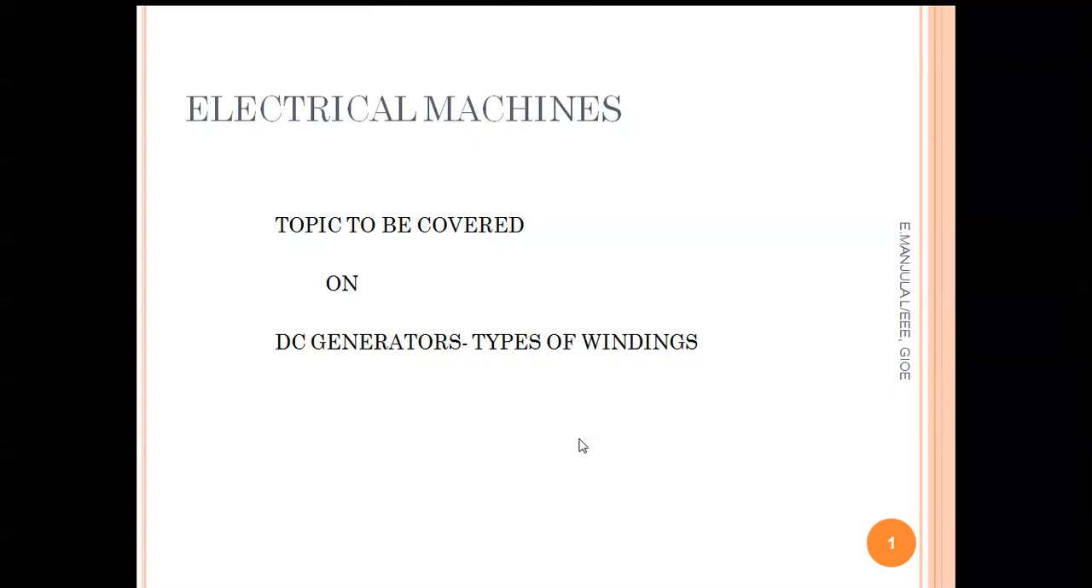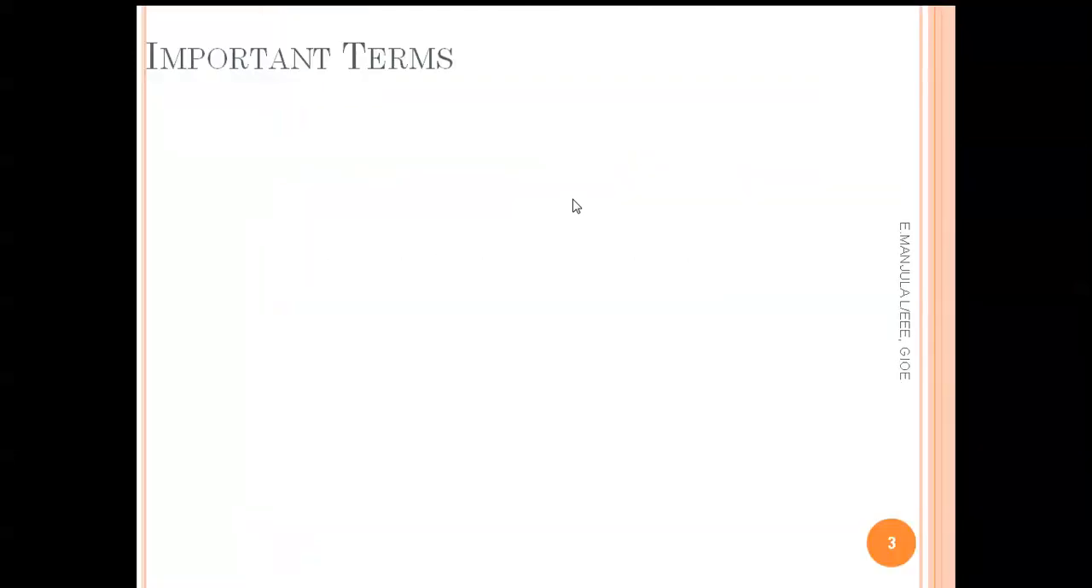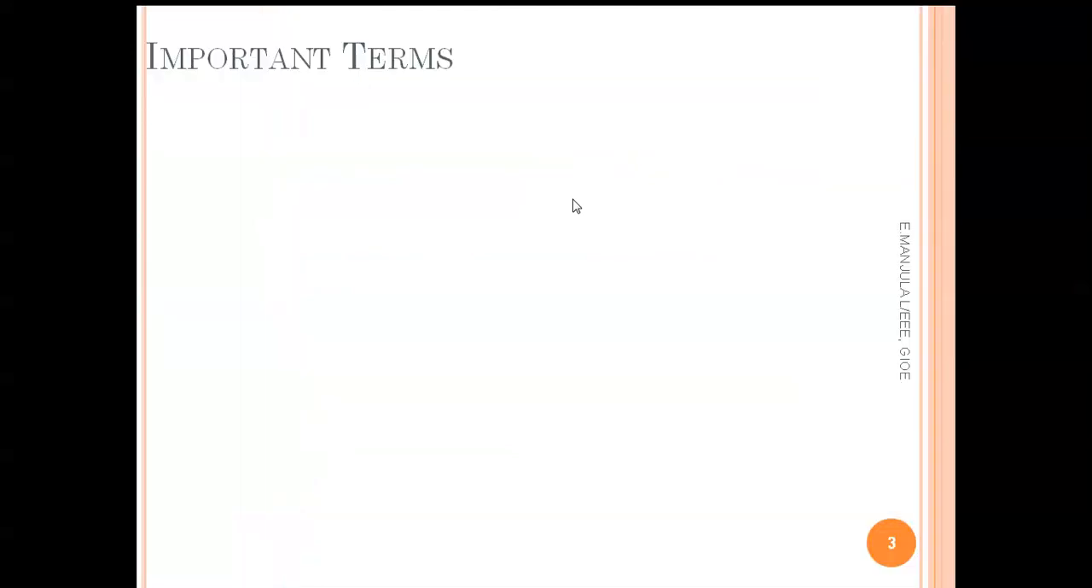So today's session is about the DC generators, the types of windings, and armature windings. After completion of this session, you will be able to know how many types of DC generator windings there are in a DC generator and what the important terms included in it are.